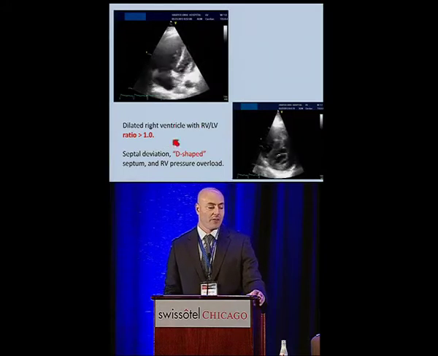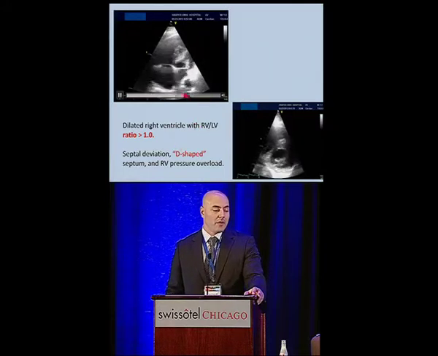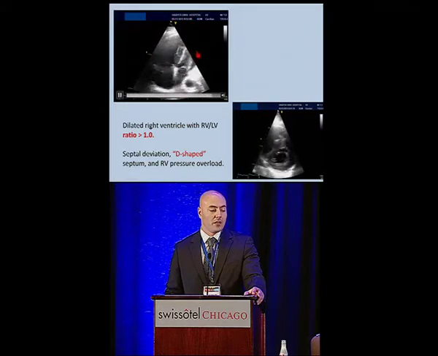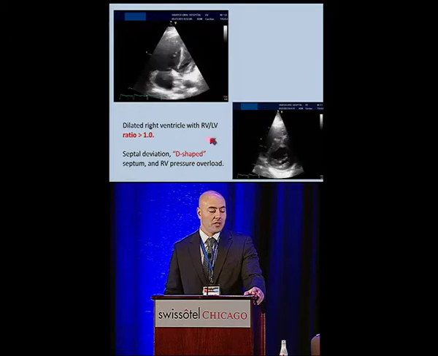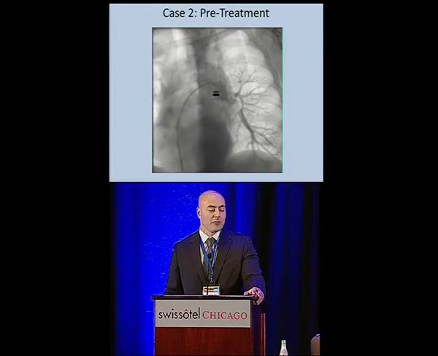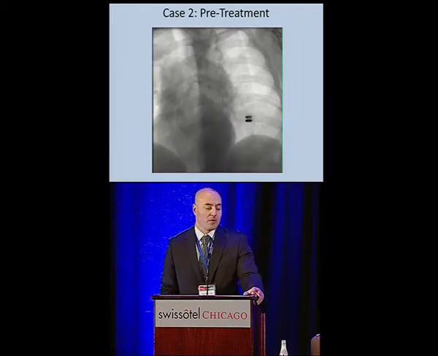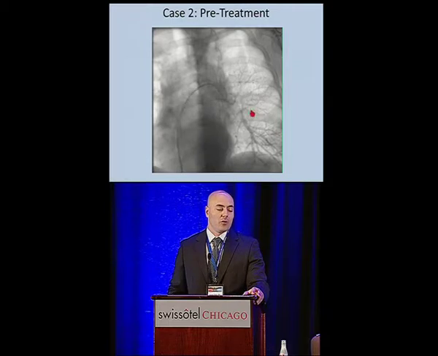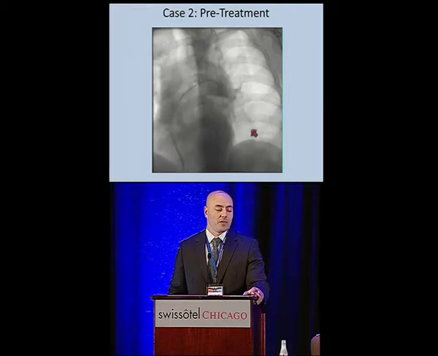And this is the echo that we found, that you see there's a huge right ventricular dilatation with a ratio greater than 1, and you can see the septal bounce as well, and you see the D-shape in the cross-sectional views. And this is the angiogram that we did on this patient. There's a huge clot burden you see at the lower lobe, and you see also the lack of perfusion throughout the lung field.